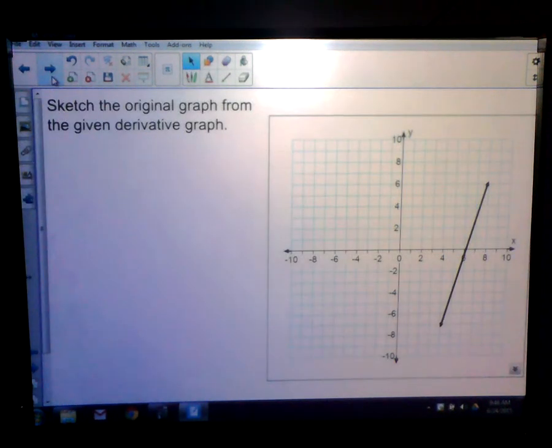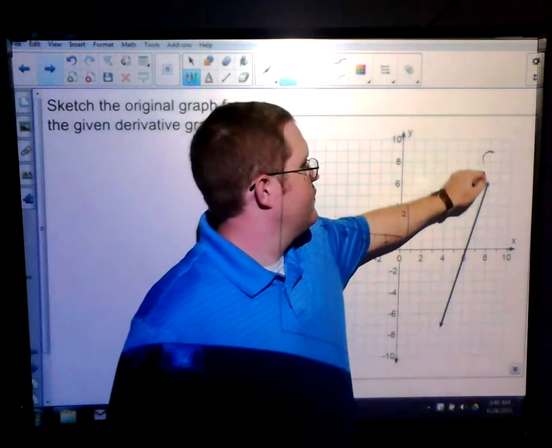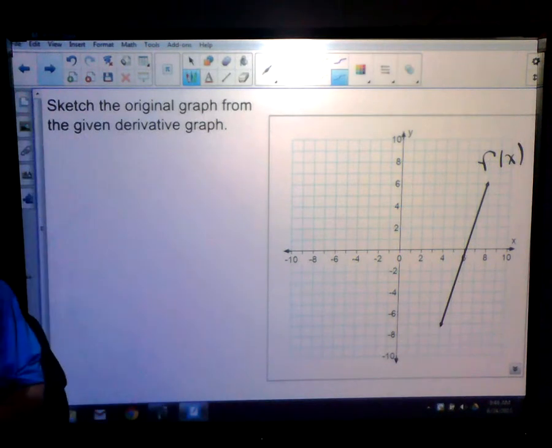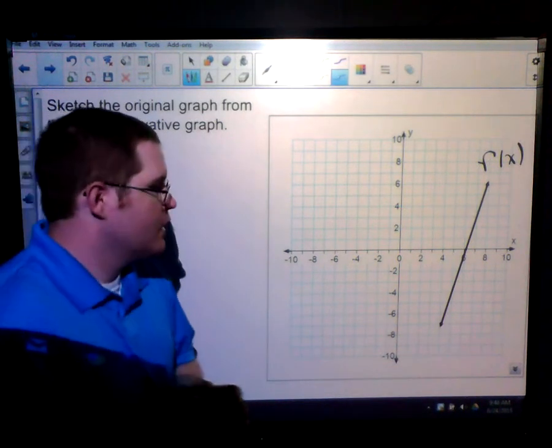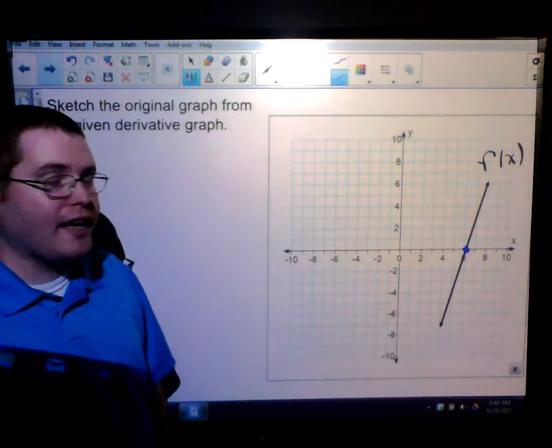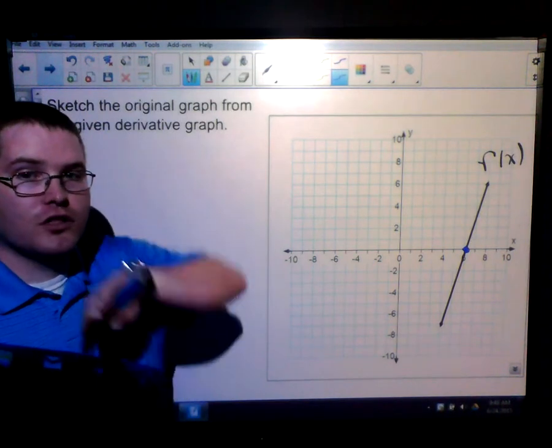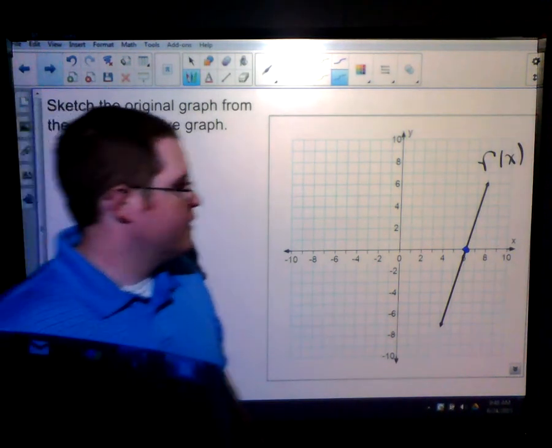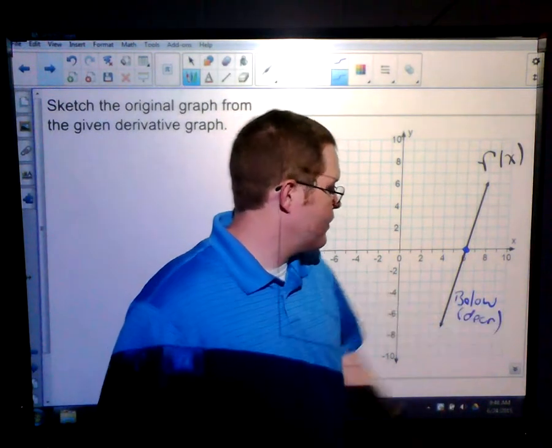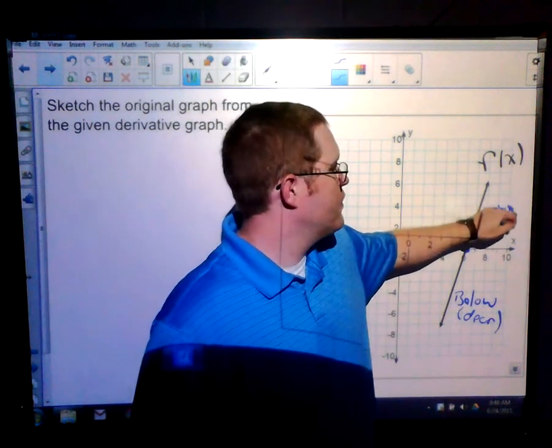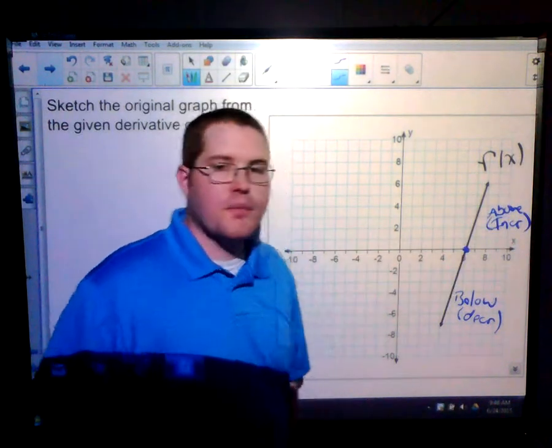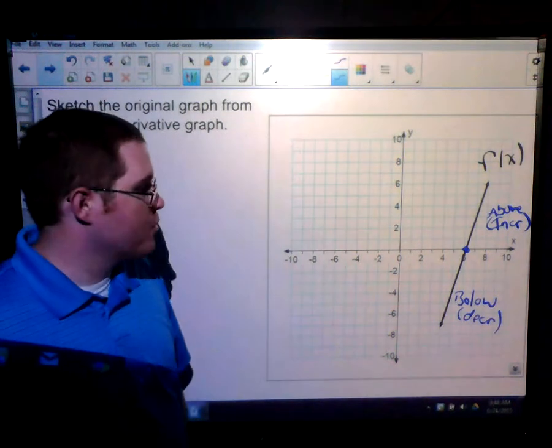Let's take a look at this one. This is the derivative graph. Let's work backwards to get the original graph. Well, this is a 0, which means that my original graph has to have a minimum or a maximum or some sort of horizontal tangent there. This part is below, which means that it's going to be decreasing. This part is above, which means it's going to be increasing. And that dot represents a maximum or minimum.